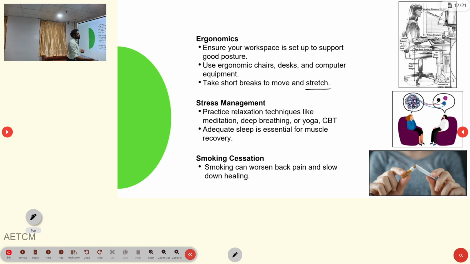Then stress management. Stress has an important role in chronic pain conditions. So with increasing stress, the muscle tone will also increase, which results in increased tightness of muscles. So these all could aggravate the condition.